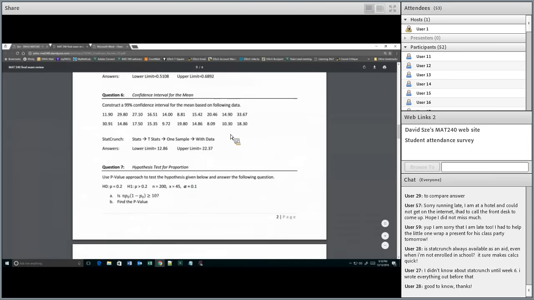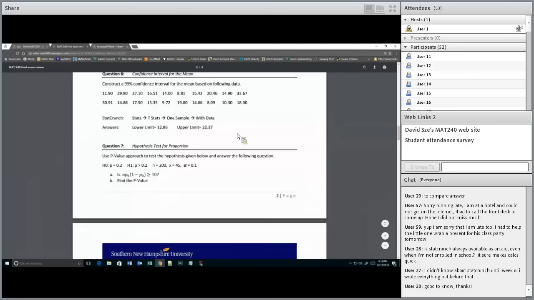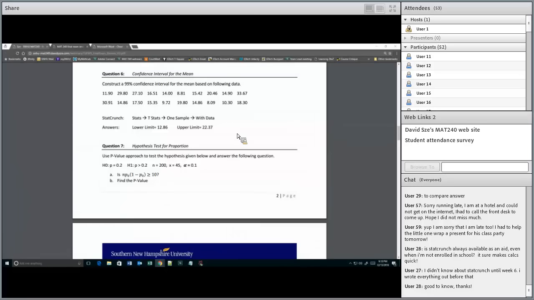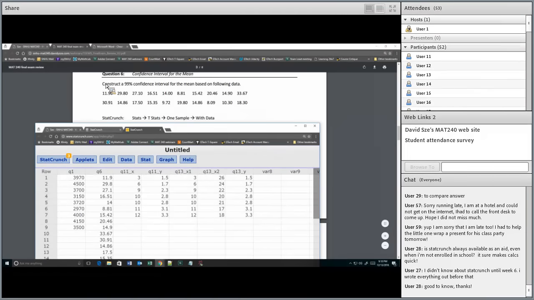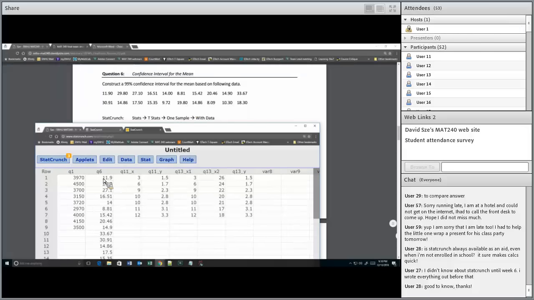Okay, now we'll go to question 6. Now 6 has some data in it. So here's the data. This is raw data given to you. It's not summary data anymore. And I have entered that data here.